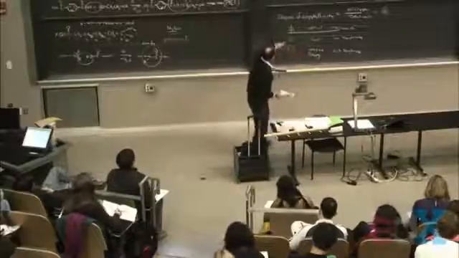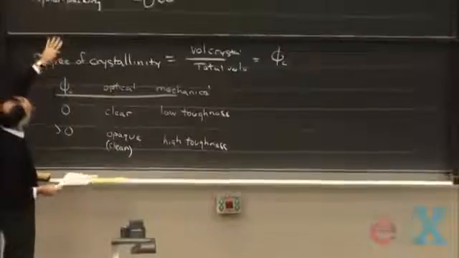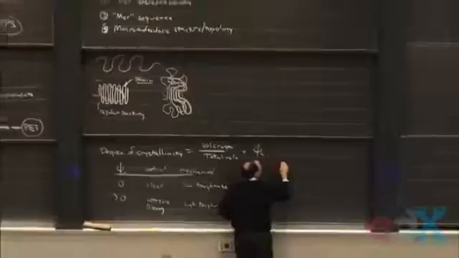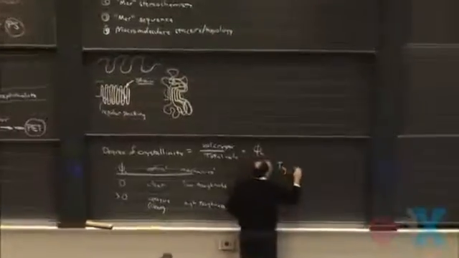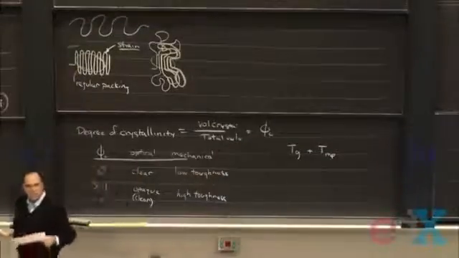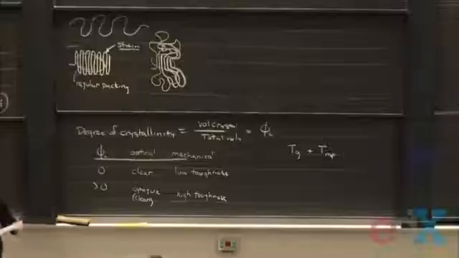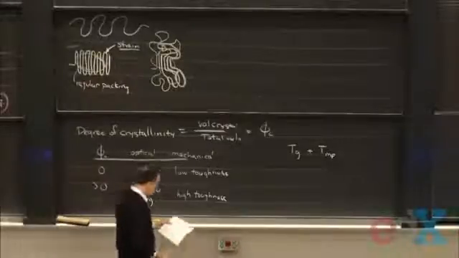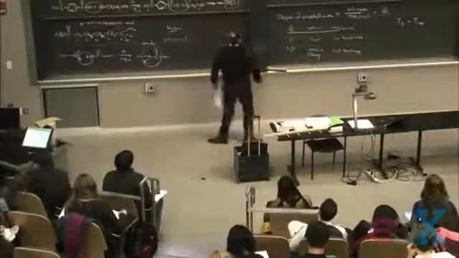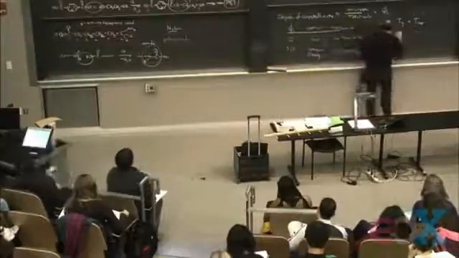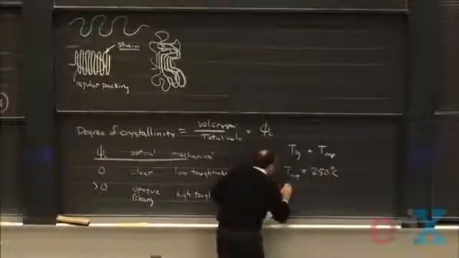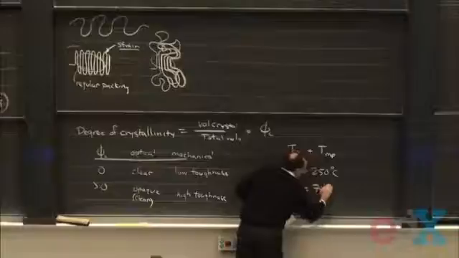But this also means, because there's both amorphous and crystalline material, that polymers have both a Tg and a melting point. Right? Because they're a mixture of a crystalline material and amorphous material. And as you know, amorphous material has a Tg. So for PET, polyethylene terephthalate, the melting point is 250 degrees C, but the Tg is 76 degrees C.